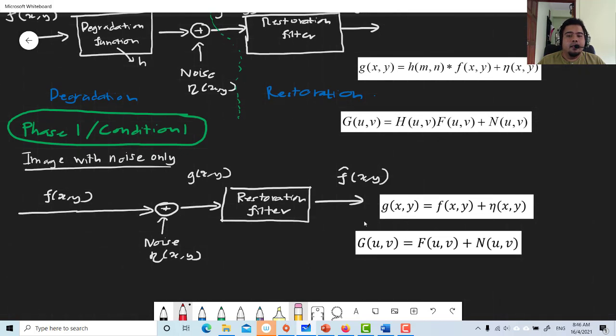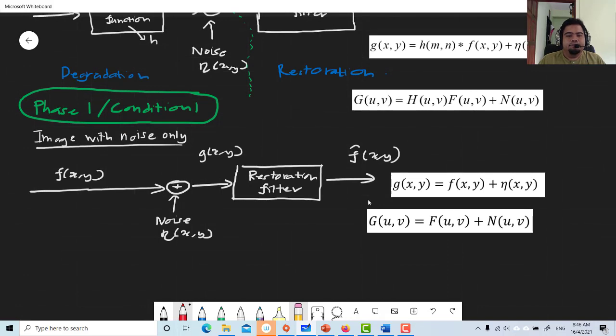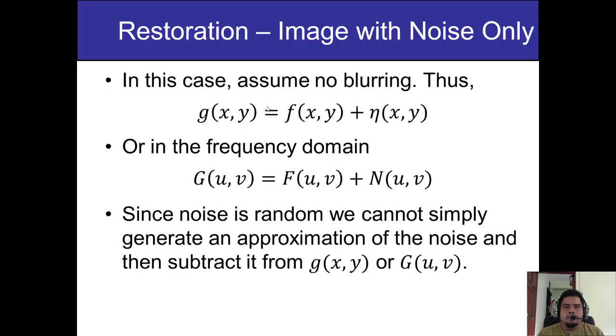If you talk about the expression in the frequency domain, it is almost similar to the spatial domain. Just change it from small letters into capital letters to represent the frequency domain. Okay, let's go back to our slide. This is the first condition, or the first phase, where we assume there is no degradation function.